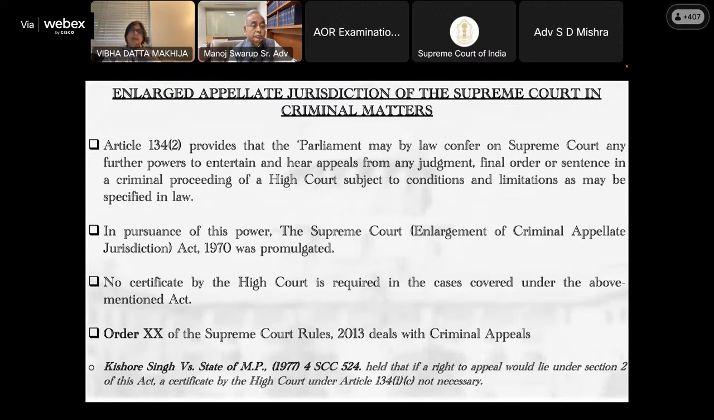Now, with regard to appellate powers, besides in criminal proceedings, besides the power given under CrPC, Article 134(2) also, if I'll just read this, provides that Parliament may by law confer on the Supreme Court any further powers to entertain and hear appeals from any judgment, final order, or sentence in a criminal proceeding of a High Court, subject to conditions and limitations as may be specified in law. So, in pursuance of this power, Parliament has enacted the Supreme Court (Enlargement of Criminal Appellate Jurisdiction) Act 1970, under which, besides CrPC provisions, you can also approach the Supreme Court in appellate jurisdiction on the criminal side. So kindly look at this aspect also, and Order 20 of the Supreme Court Rules.